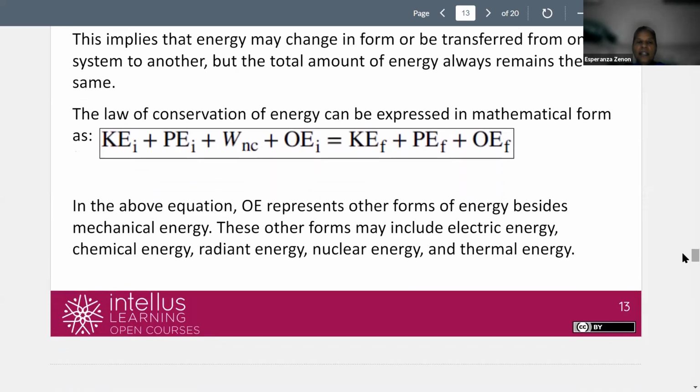So it says here in this equation, we see kinetic energy, potential energy, work done by non-conservative forces, and then OE. That represents any other form of energy. Could be electrical, chemical, radiant, nuclear, thermal, any other form of energy. So we take all of the different types of energies, add them up, and then we look at all the different types of energies that we finish with. The total has to remain fixed.